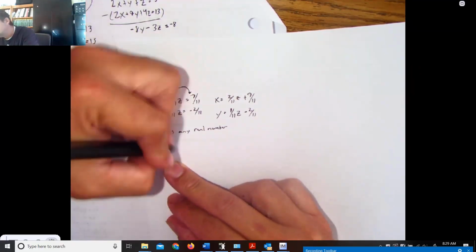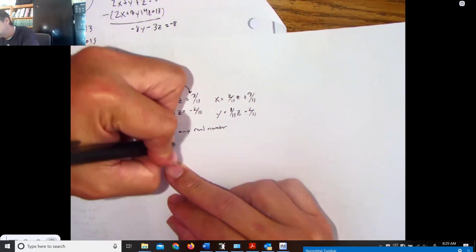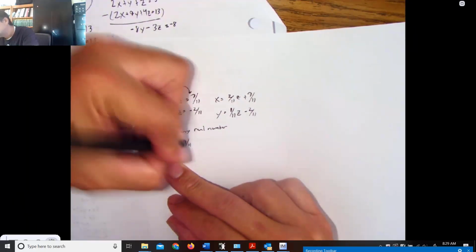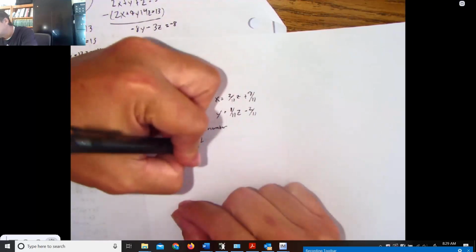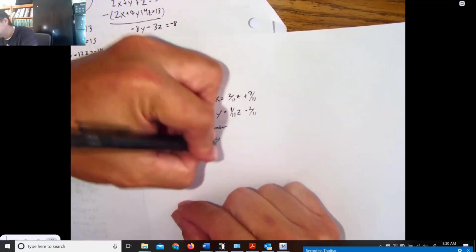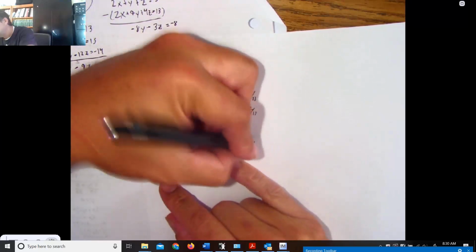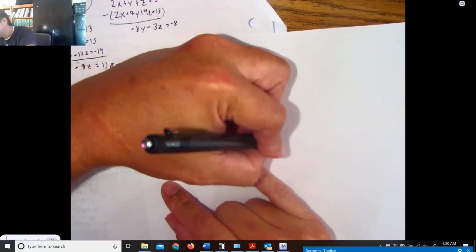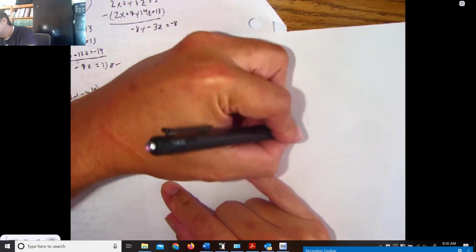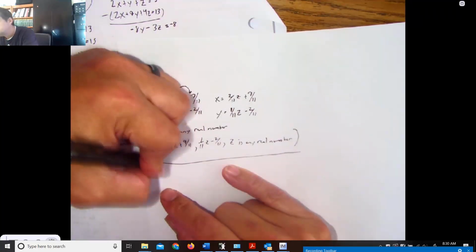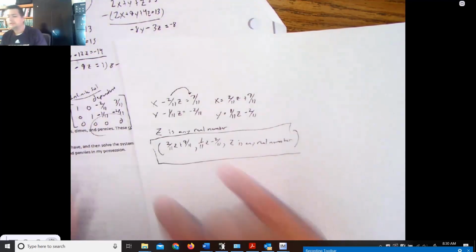Some ordered triple is going to look kind of funky. 2/11ths Z plus 9/11ths, comma. Here comes Y: 1/11th Z minus 2/11ths, comma. And then literally Z is any real number. There's my ordered triple. So it's funky looking.